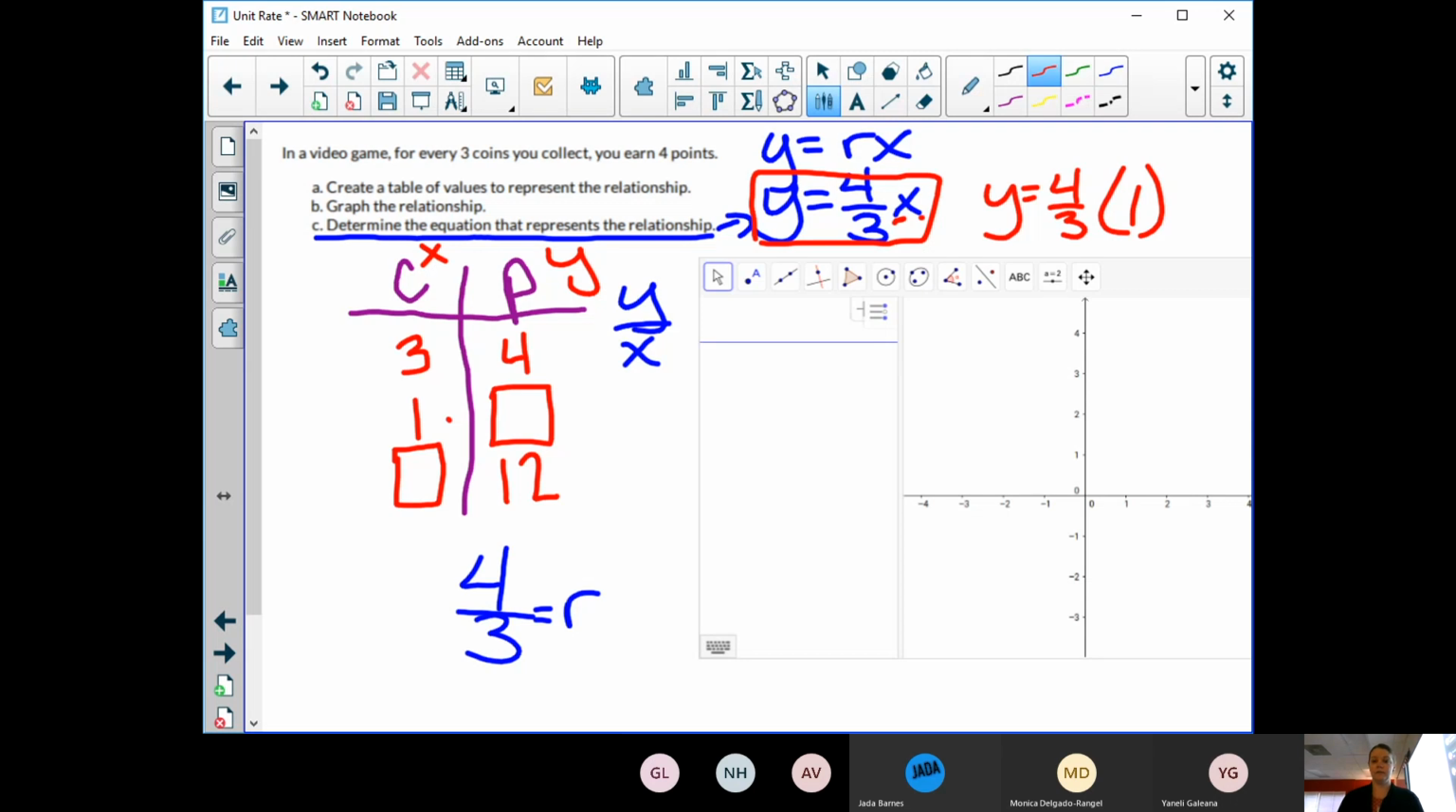What is 4/3 times 1? 4/3. So my missing number here is simply 4/3. 1, 4/3, that ordered pair, that is my unit rate. So for every coin I play, I earn 4/3 of a point.